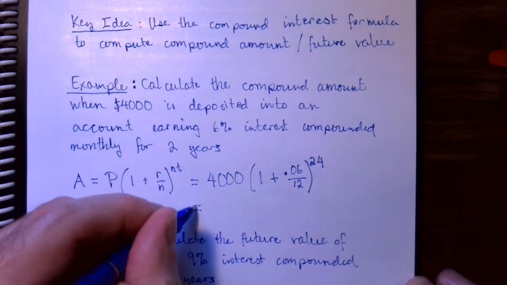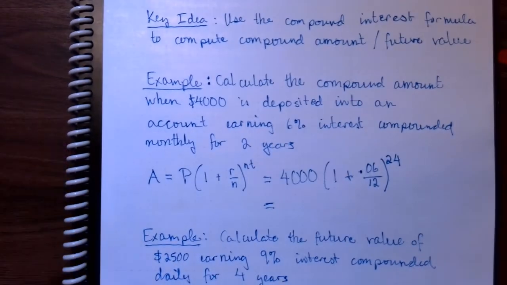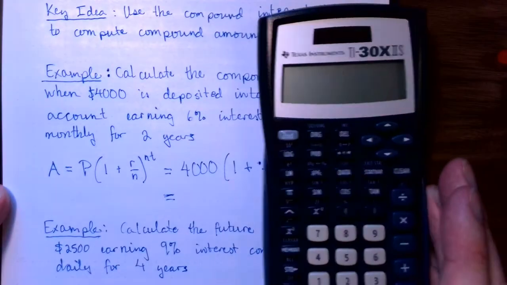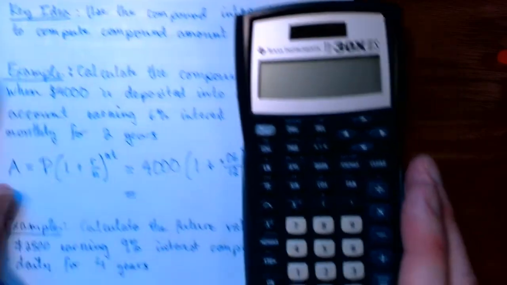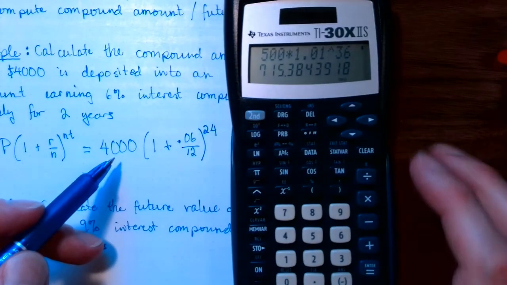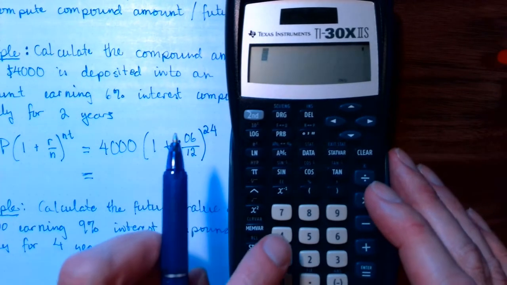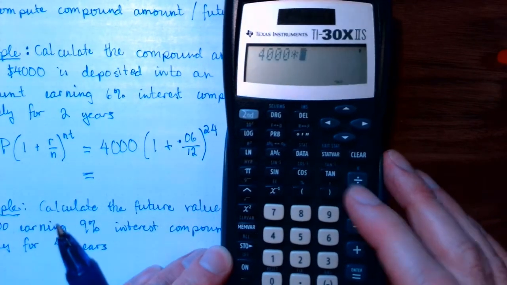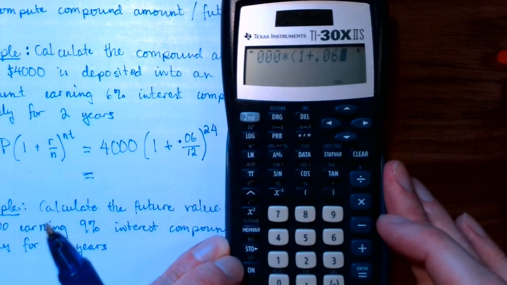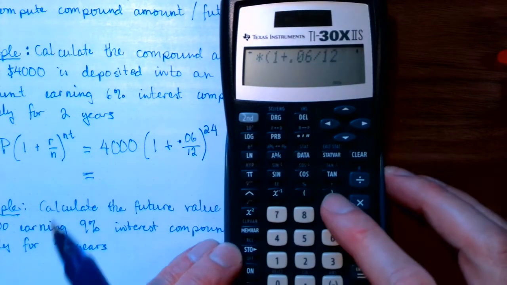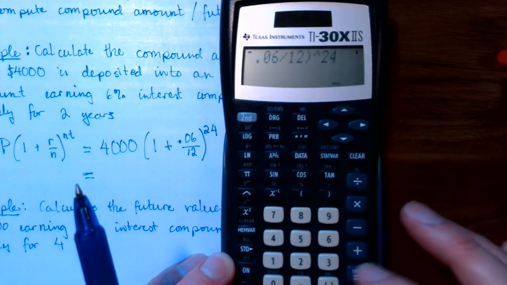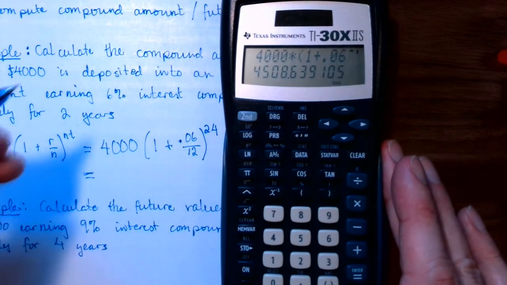Now, when you're using your calculator to do this, you can pretty much just type it in exactly as it looks right there. Let me get out of that light. There's a little bit of glare. So this is what we're going to compute. We'll do it on our calculator. Clear. And we're going to do 4,000 times, open a parenthesis, 1 plus r, which is 0.06, that's the rate, divided by 12, close the parenthesis, exponent 24 equals. So very easy.